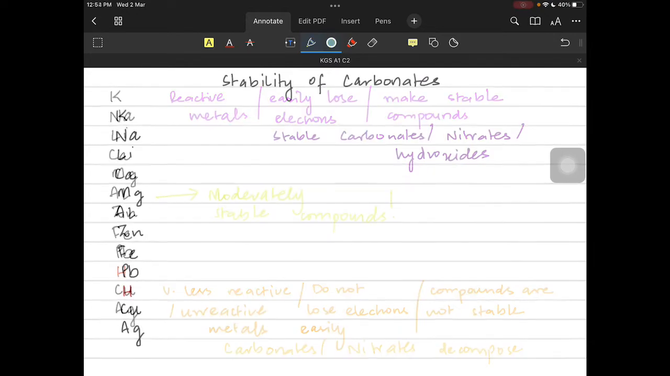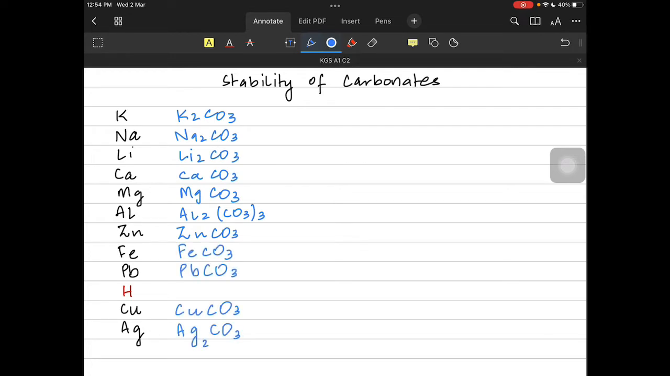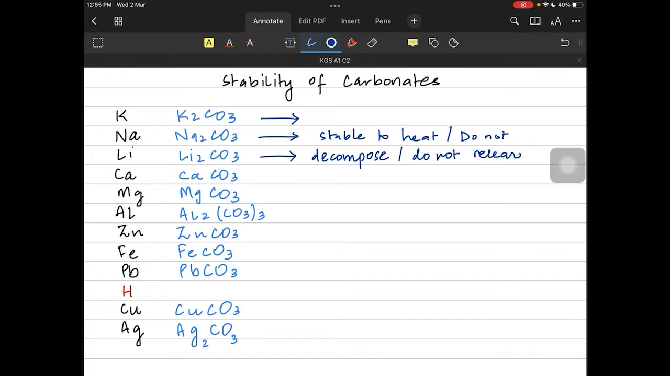Now let's imagine we're going to study the stability of metal carbonates. So I have here the entire series, and I'm writing the chemical formulas for carbonates like potassium carbonate, sodium, lithium, calcium carbonate, aluminium carbonate, and all the way below, for example zinc carbonate, then iron, lead, copper, silver. When we talk about stability, potassium, sodium, and lithium carbonate are really stable. When you heat them, they won't decompose. They won't change their identities, they won't react, they won't release any gas. So they are stable.